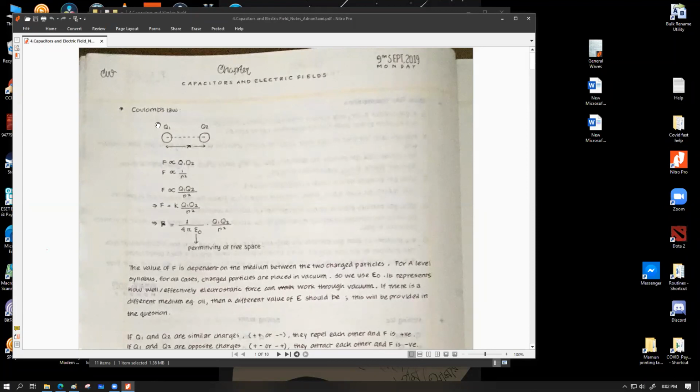So let's start. First thing first is Coulomb's law. Coulomb's law is basically the law that defines the force between two charged particles. It's very similar to Newton's gravitational law.